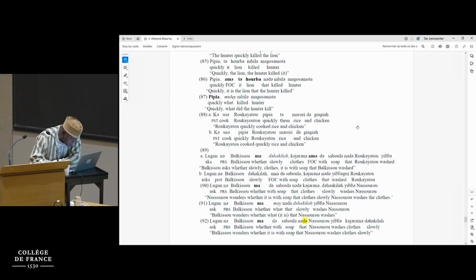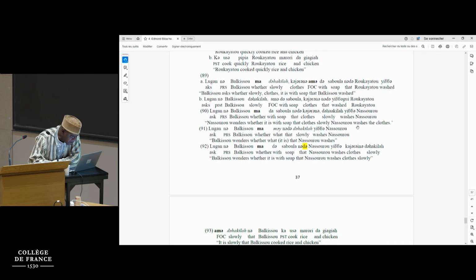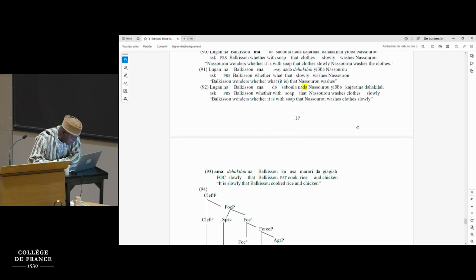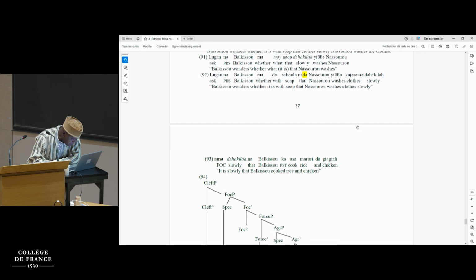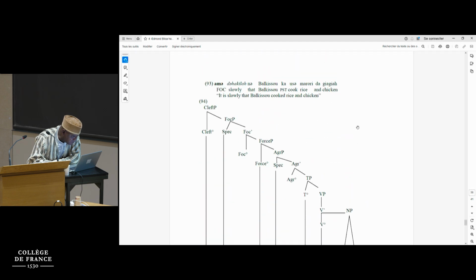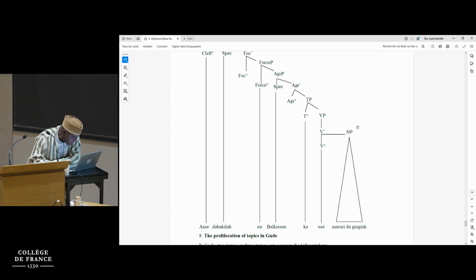Okay, so in this language, you can have a variety of positions after the indirect question complementizer ma. Similarly, in 93, you have the modifier that is focalized. The modifier is focalized slowly. It is focalized. And when it is focalized, it occupies the specifier position of the focus phrase. And as said above, the focus marker is going to occupy the cleft zero position. Okay.